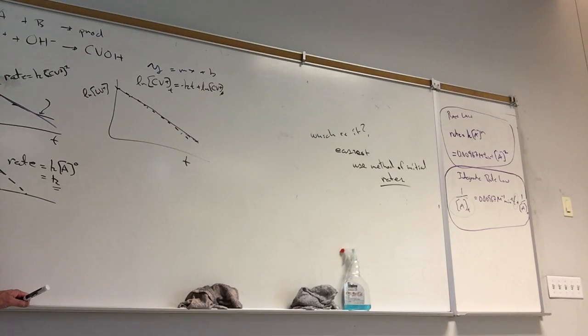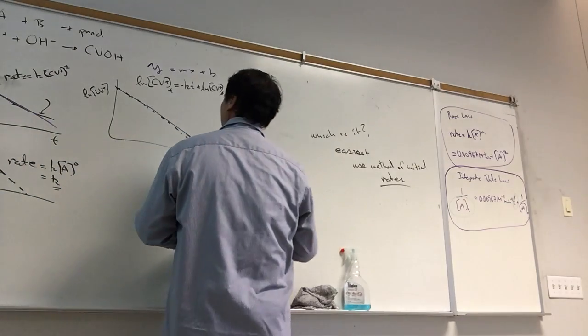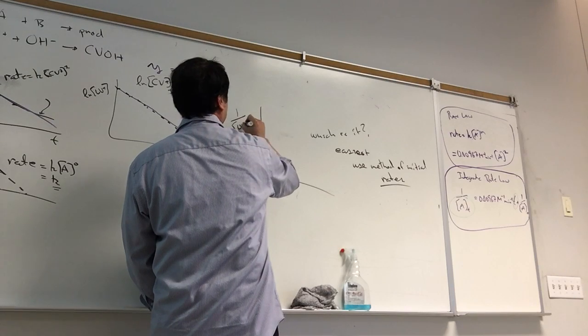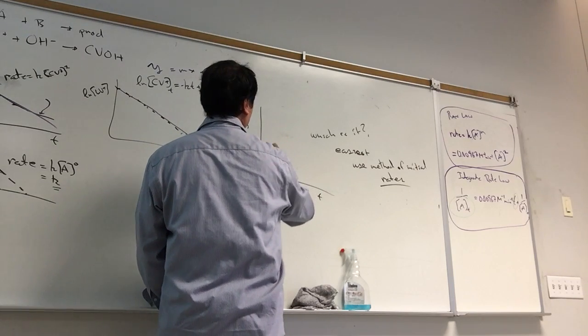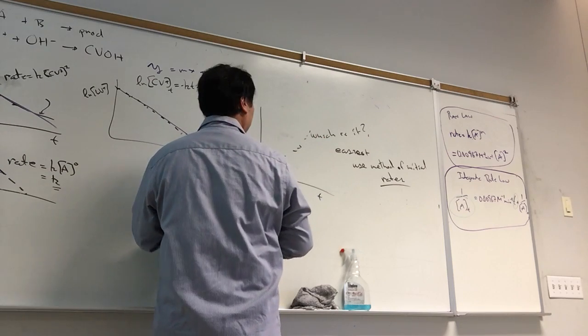Did I talk about this already? Yeah, I think so. All right, and then the last plot, which is 1 over the crystal violet concentration versus t, came out nonlinear here as well.